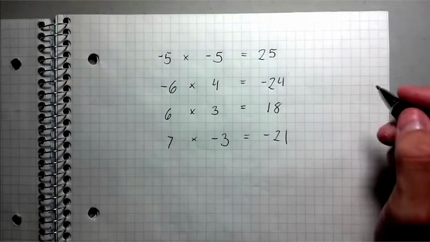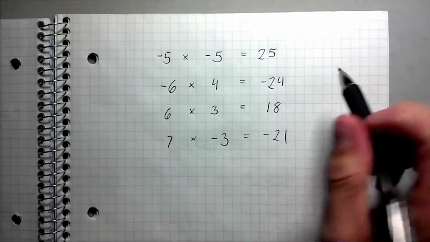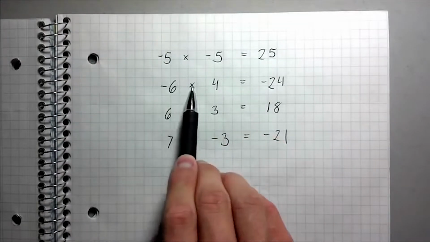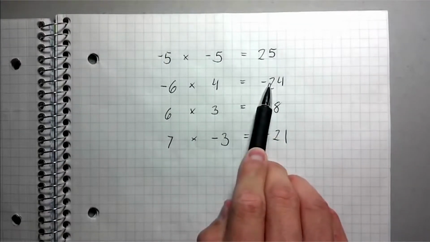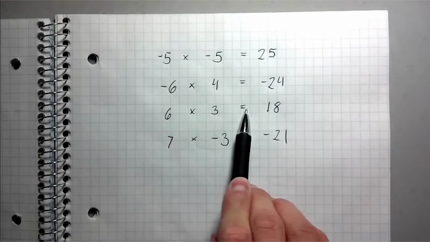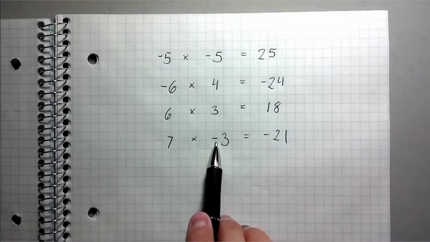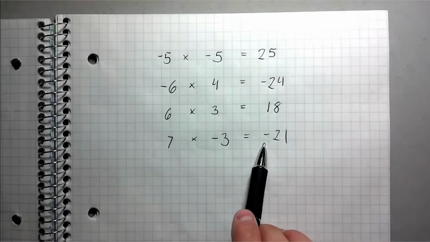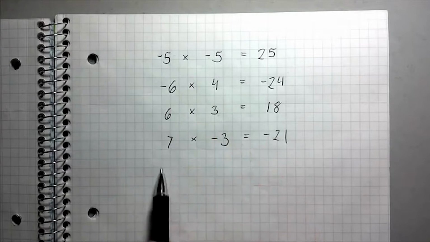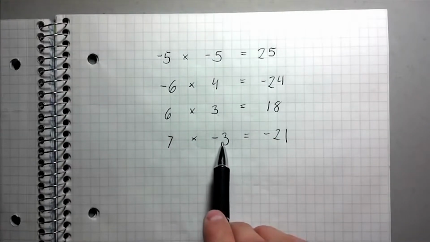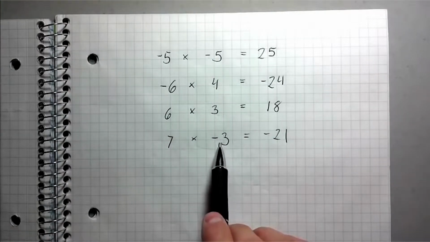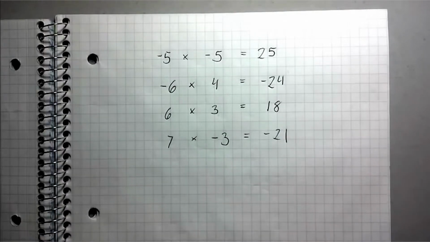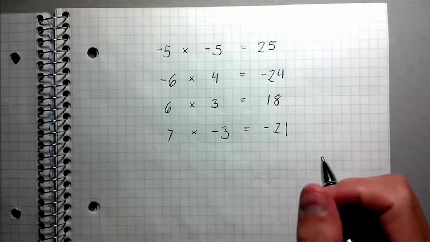Okay, so if you followed along there, you might have noticed something. A negative times a negative equals a positive. A negative times a positive equals negative. Positive times a positive equals positive, and a positive times a negative equals a negative. So this happens always. These are just random examples I made up. But the point is, you can codify these into a nice little set of rules. This is one of those things you just have to memorize.